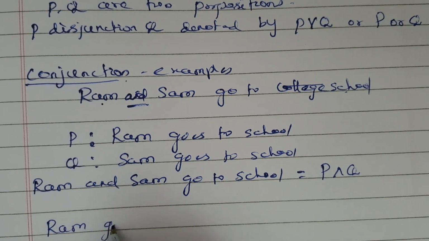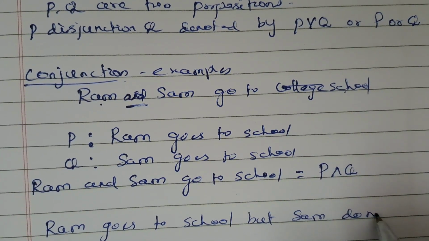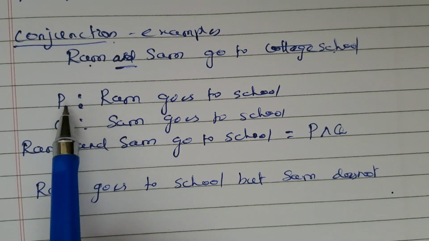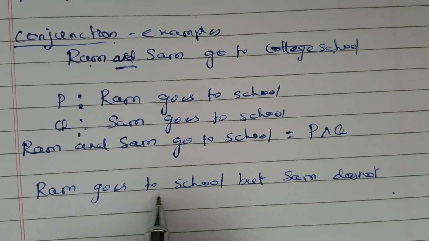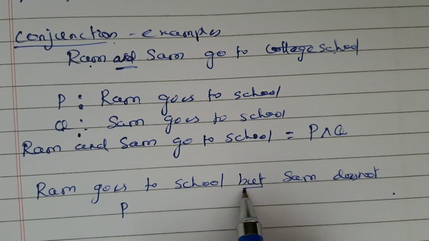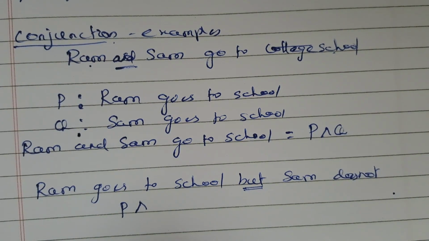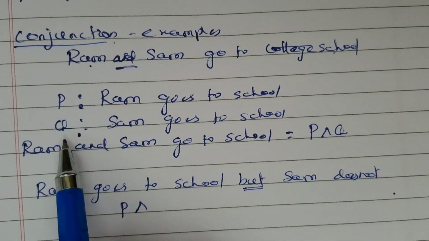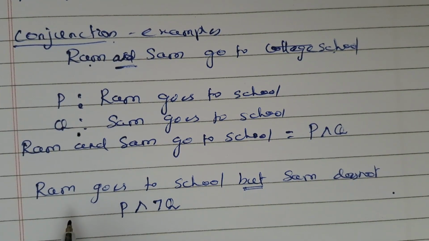Suppose I write Ram goes to school but Sam does not. So here we can take P, Ram goes to school, Q, Sam goes to school, and here you can write Ram goes to school, that is P, but this 'but' is the conjunction. But is not part of the two statements. This is a separate statement, this is a statement. So P and but is always conjunction. Sam does not go to school. Does not go to school means Q, so negation Q.